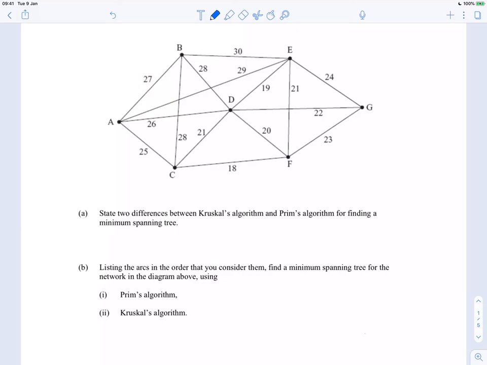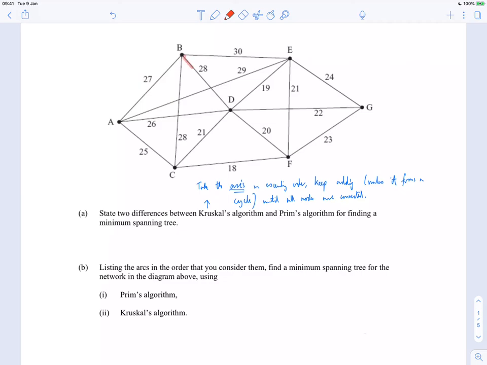Well, Kruskal's algorithm is where you take the arcs in ascending order and you keep adding them, and there's a caveat: you keep adding them unless it forms a cycle, until all nodes are connected. Kruskal's algorithm is not particularly difficult. You just list every single arc. And by the way, the arcs are the connections, like so. The nodes are the actual points. So you list out every single arc in ascending order, i.e. smallest to biggest.